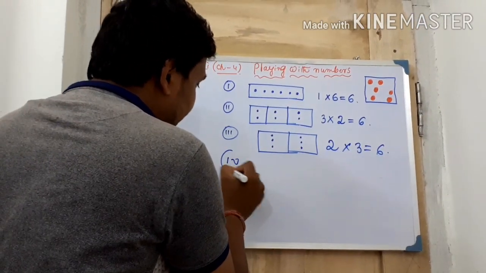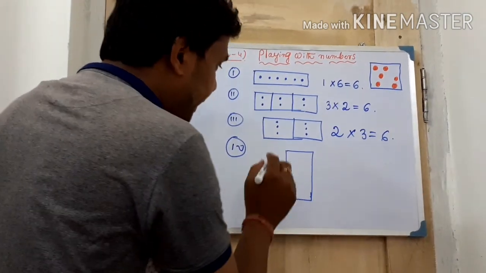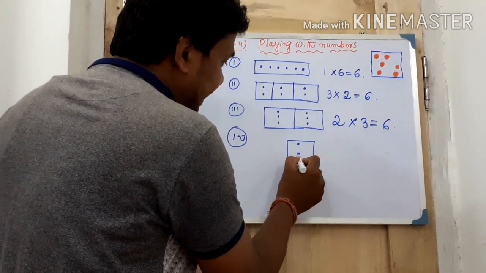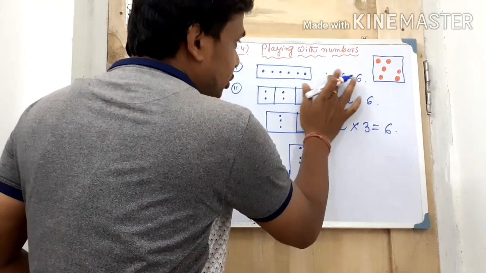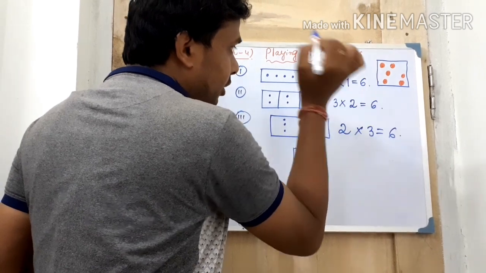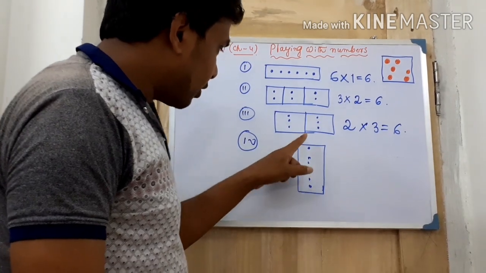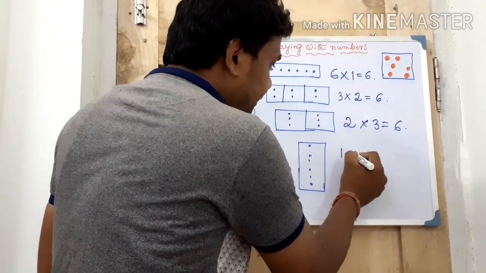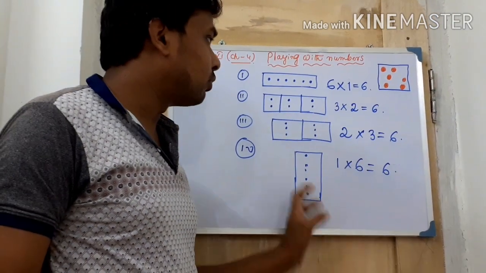And another type of arrangement is possible, which is what? Suppose you have made this type of thing. Here 1, 2, 3, 4, 5, 6 are there. In this case, the number of rows is 6. Sorry, this one should be like this. The number of rows will be equal to 6 and in each row there will be only one marble. So 6 into 1 is 6. Here you are getting only one row where 6 marbles are kept. So only one row is there. So 1 into 6 is 6.